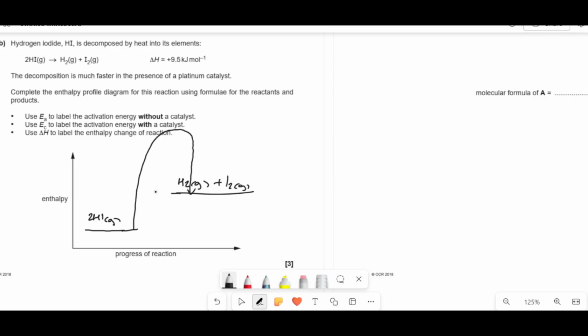That's really badly drawn, right? And this is the activation energy from below here all the way to the peak. This is so badly drawn, but that's the activation energy, right? With a catalyst, the activation energy is less. So what's happening is that you've got a less steep one here. So this is your activation energy with the catalyst, EC.